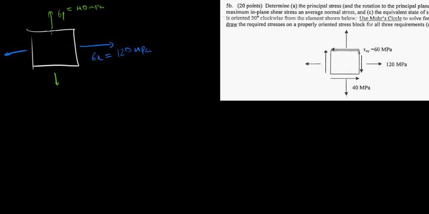And as you can see, sigma x and sigma y are in tension, which means they're going away from the block. So these are positive values, and we will discuss that soon. And for the shear stress, the orientation, I'll also be explaining that soon. So tau, which is the shear stress here, is given to be 60 megapascals.